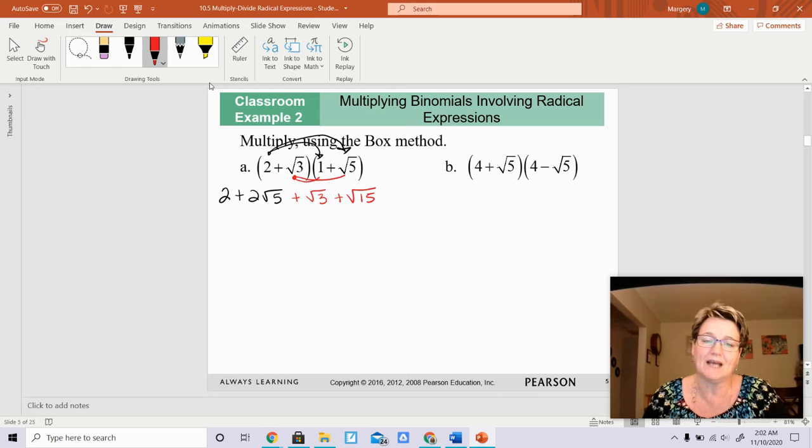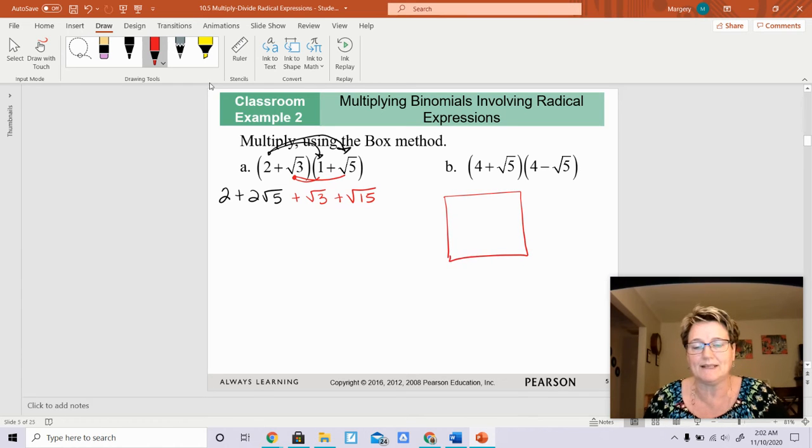You multiply what's under the radicals together. Now, if you can combine like terms, you must combine like terms. If you notice on this one, you can't combine anything, you're finished. That's the answer. Now, when they were talking about the box method, this is a binomial times a binomial.